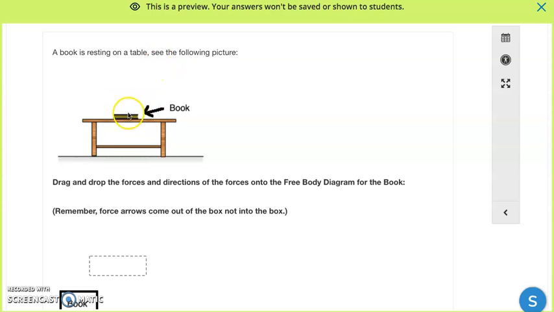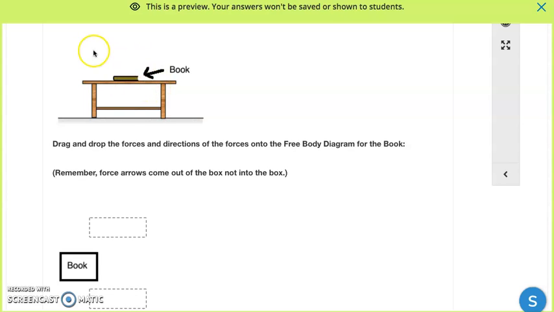Each of these questions has some object that we're going to look at in a situation. The idea is that we're going to drag and drop the forces and the directions of the forces into the free body diagram below. The formatting is a little bit frustrating, annoying. I find it very annoying. Anyway, that's why I'm going to walk you through a little bit. And the other thing I think people have been struggling with is how to really draw these free body diagrams.